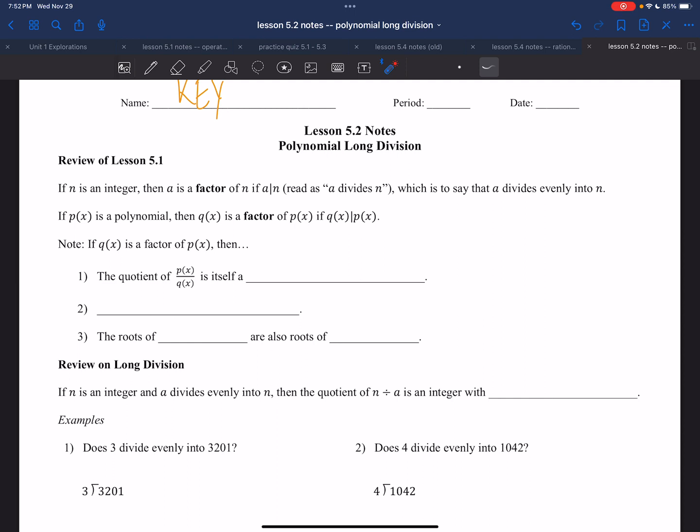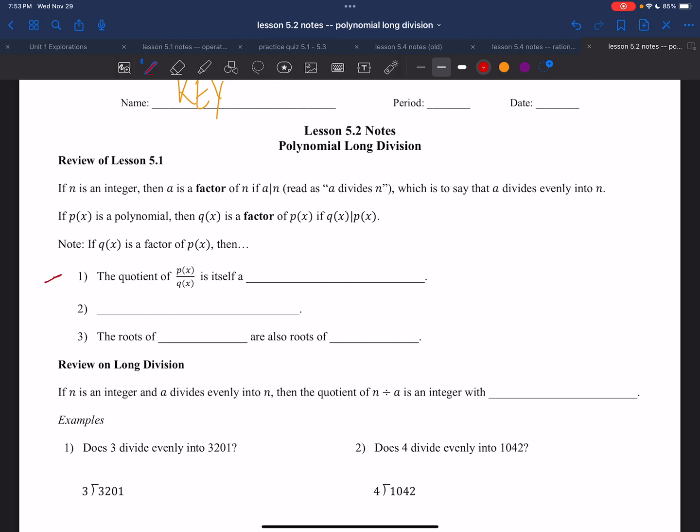And so we know what factors are for integers. It's similar for polynomials, right? It's pretty much the same definition. If you let p and q be two polynomials, then q is said to be a factor of p if q goes into p, right? That is, you can do p of x divided by q of x, and it generates some other polynomial, right? That's what would constitute it being a factor.